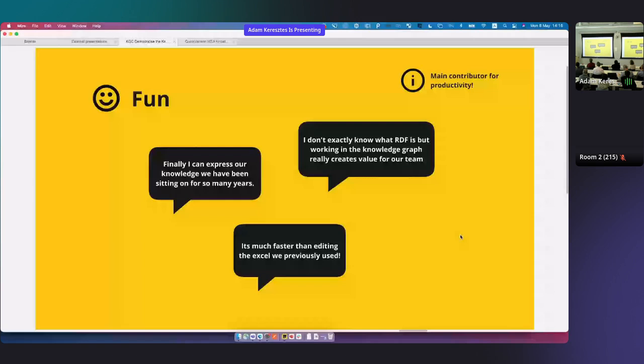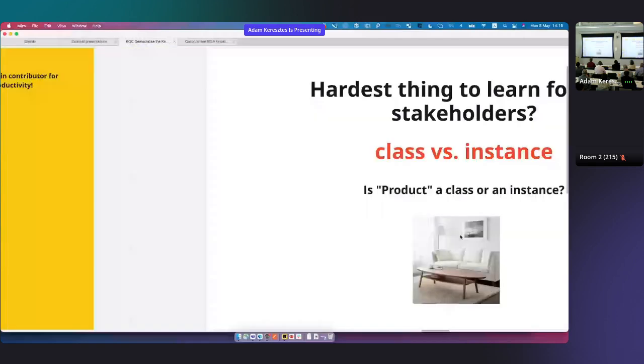Or something that we also heard from some partners, that it's much faster editing this than the Excel, essentially what we've been working on. Usually if the O word is the forbidden one, then replace Excel is like, hallelujah, kind of. But again, and this is, again, going back to the main contributor for productivity. And we do believe that tools should be easy and fun to use in the end. Good.